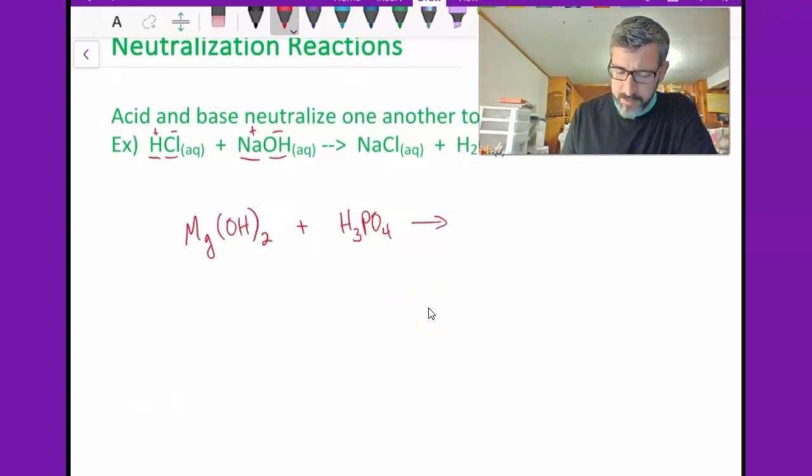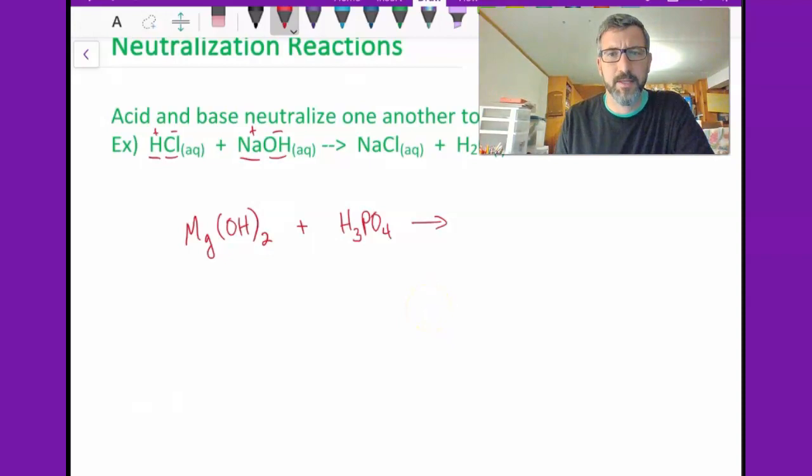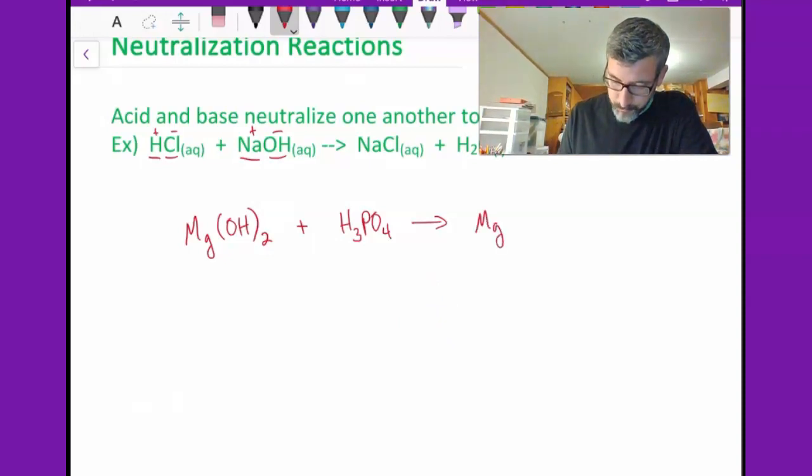Okay, so we're going to have a double replacement reaction, and the magnesium and the hydrogen are going to trade places. So that's going to give us magnesium phosphate. And we are going to balance the charges. Magnesium is +2, phosphate is -3, so I'm going to have 3 magnesiums and 2 phosphates, and I'm also going to produce a water.